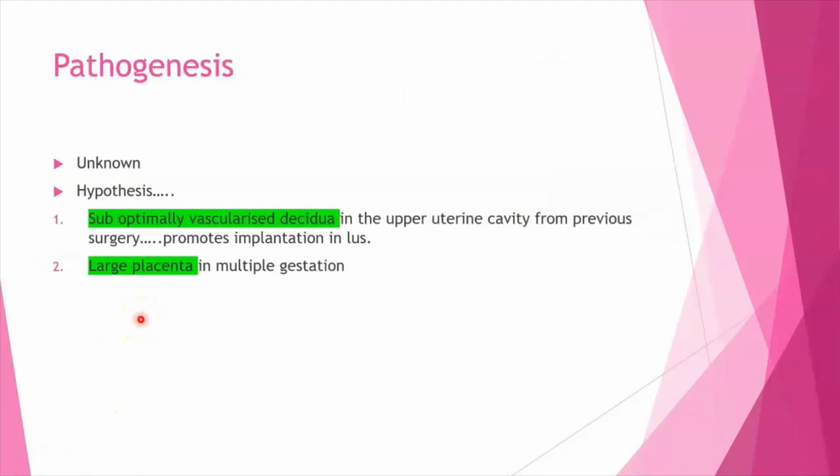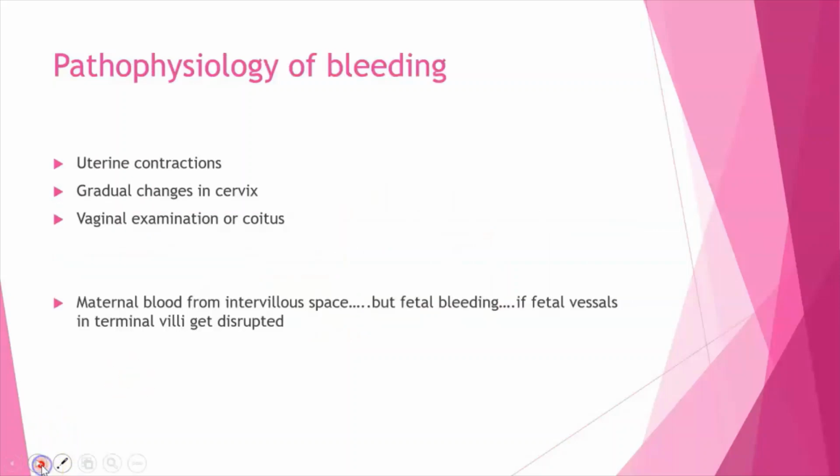Now friends, the pathogenesis of placenta previa is unknown, but there are two hypotheses. First, the suboptimally vascularized decidua in the upper uterine cavity from previous surgery promotes unidirectional implantation of placenta in the lower uterine segment. And second, a large placenta in case of multiple gestation encroaches upon the lower uterine segment.